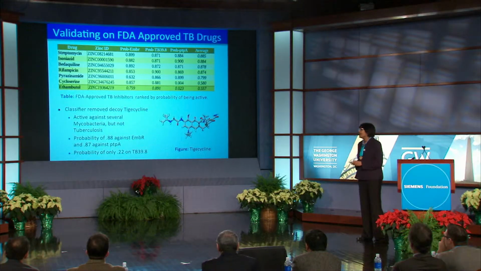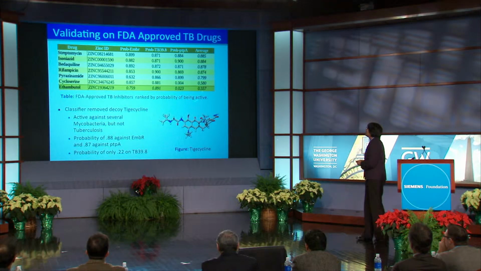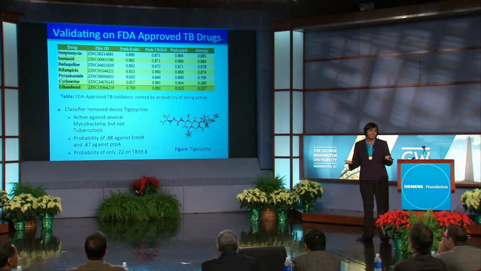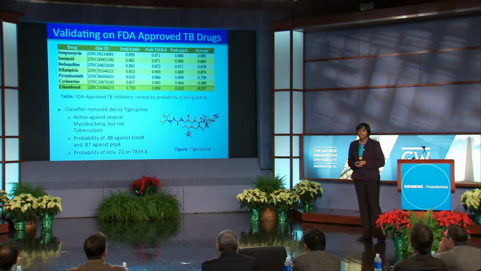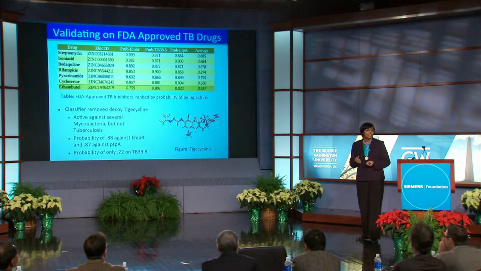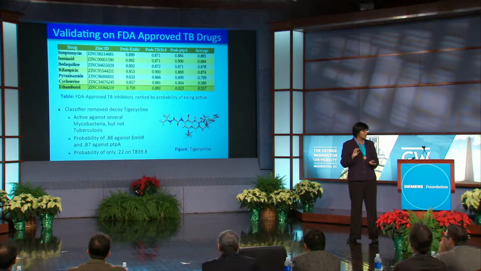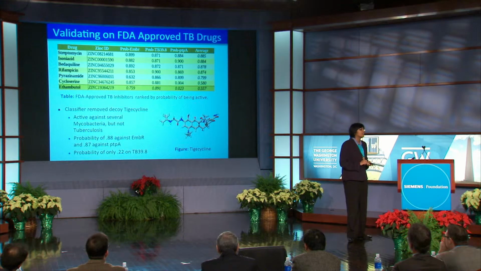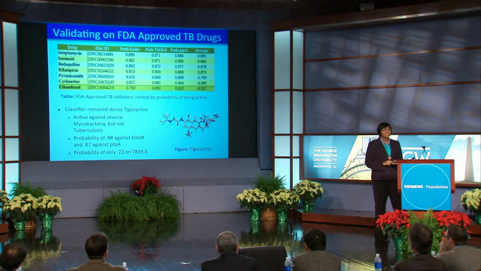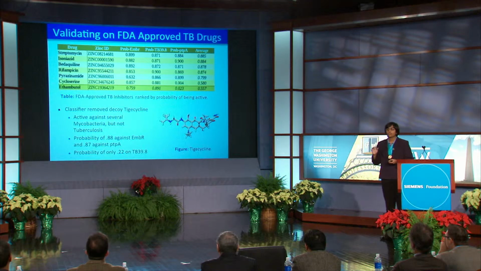First of all, we validated our method on FDA-approved tuberculosis drugs. As you see here, ethambutol ranks the lowest, and this makes sense because if ethambutol targeted EMBER, we wouldn't have the problem of drug resistance. In addition, our approach was able to filter out decoys like tigecycline. Tigecycline targets many members of the Mycobacteria family, but not Mycobacteria tuberculosis. Because tigecycline ranked as only 0.22 against TB 39.8, we were able to filter it out.